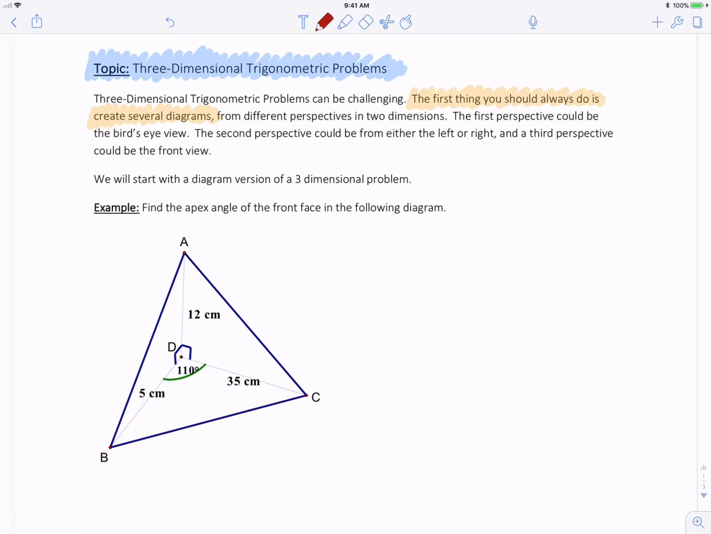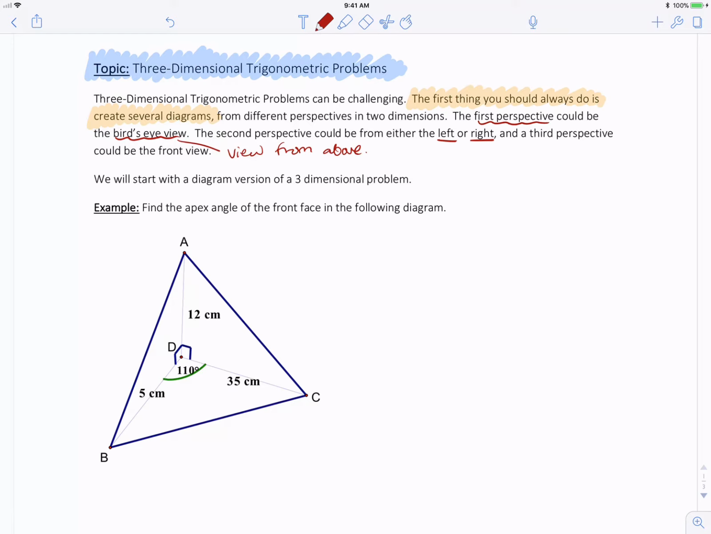The first perspective I usually focus on is a bird's eye view. A bird's eye view means view from above. So the view from above could be a base of a triangle, depending on the different situations. The second perspective is probably the left or the right side. And then the third could possibly be a front.